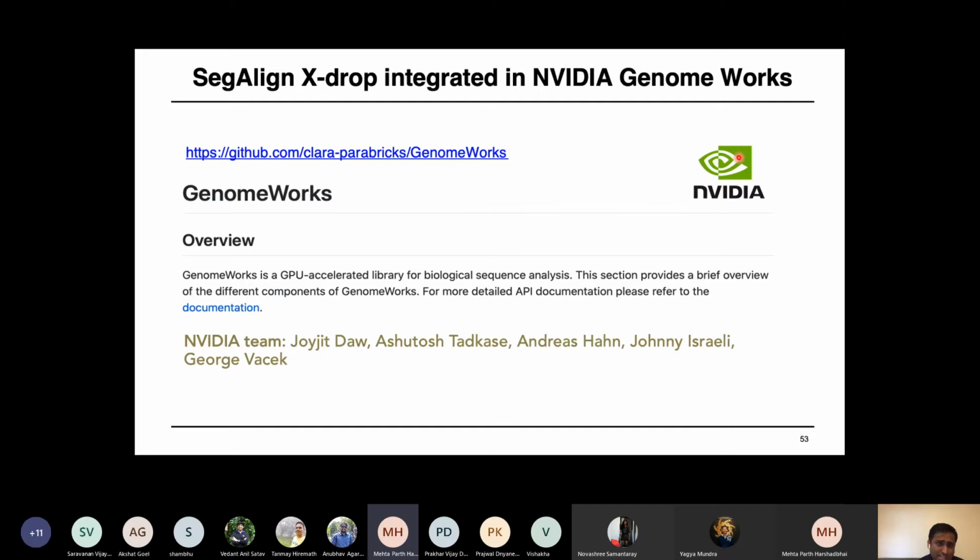And by the way, just to show you that this has had impact, we are currently working with NVIDIA, and they have this GenomeWorks library, which is for genomic applications, as you can see here. And this is the team that we are collaborating with. They've now integrated Segalign's XDrop kernel into this library. It's currently in development mode, but it's going to be in the release version very soon.